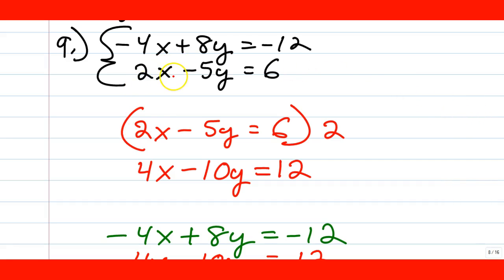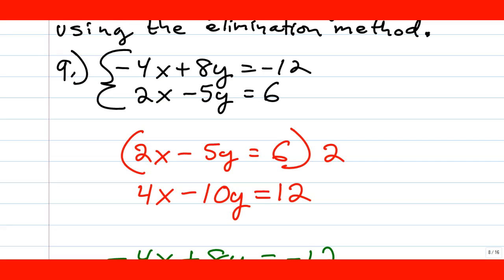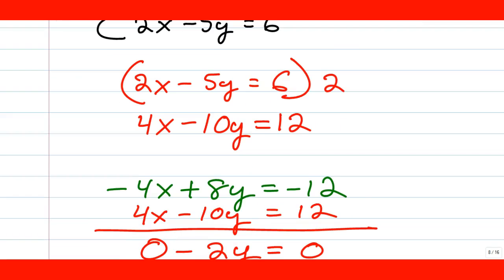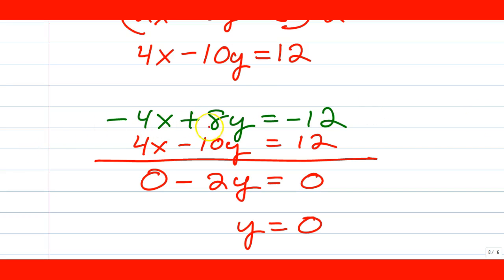So to get this 2x to a 4x, I need to multiply it by a 2. But whatever I do to one term, I need to do to the other terms in the equation. So I'm going to distribute a 2 through to every term. So I'm going to take 2 times the 2x to make 4x, 2 times the negative 5y to make negative 10y, and then 2 times the 6 to make 12. Now I can plug that equation back in with the first equation and sum them together. So I have negative 4x plus 8y equals negative 12, with 4x minus 10y equals 12. When I sum them together, the x's cancel, and I'm left with negative 2y equals 0. So when I divide out a negative 2, I end up finding that y is equal to 0.